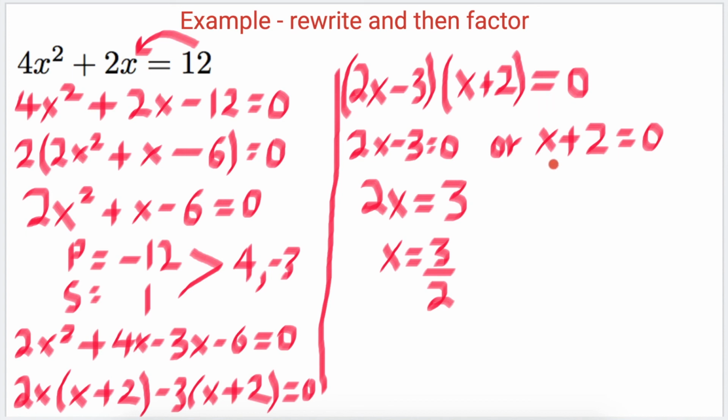The other equation, x + 2 = 0, the only thing that we need to do is to move that positive 2 over to the right side, and we're going to end up with x = -2. And these two here are the solutions of this quadratic equation.